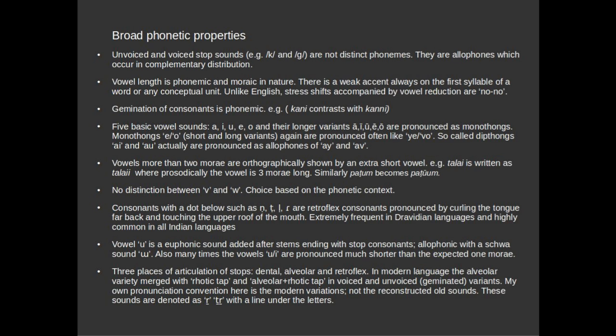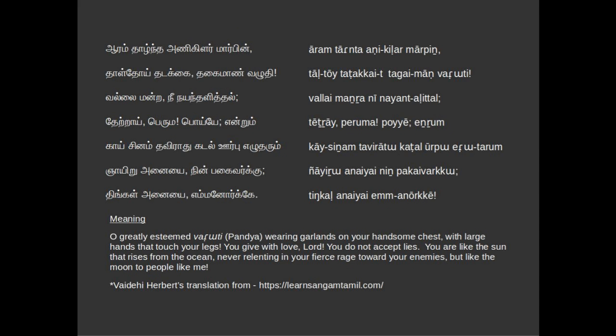In modern language, the alveolar variety merged with the rhotic sound ra, and alveolar plus rhotic sound, which is like tra in voiced and unvoiced variant. My own pronunciation convention here is the modern variation, not the reconstructed old sounds. These sounds are denoted as ra and tra with a line under the letters. Let's read out the poem aloud.